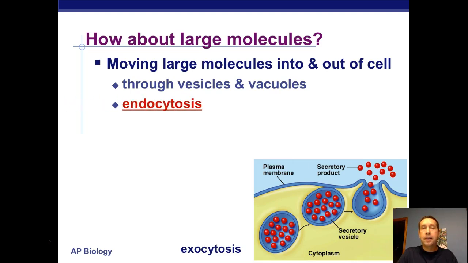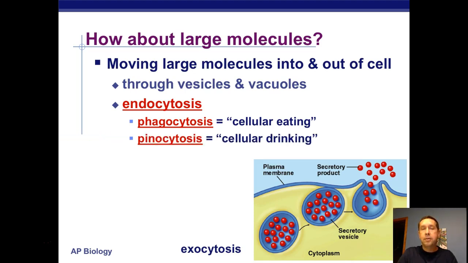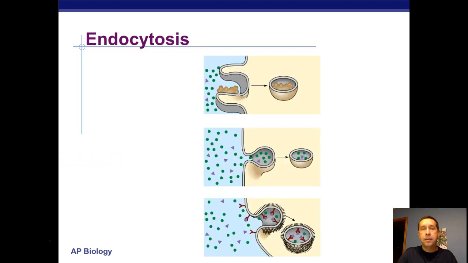So one way to get things in is endocytosis. And I always remember enter and endo kind of start with the same letters. So phagocytosis, or cellular eating, is an example of this. When a white blood cell engulfs a bacteria or virally infected cell, that's a form of endocytosis. Pinocytosis is bringing fluid and dissolved substances into the cell. Cell drinking is kind of the literal translation of this. Exocytosis is exiting.